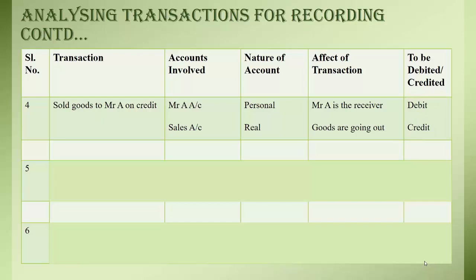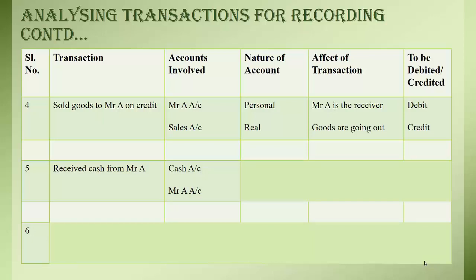So our next transaction is received cash from Mr. A. We are receiving cash from Mr. A. So cash is coming in and Mr. A is a giver. So the two accounts involved in this transaction are cash account and Mr. A account.